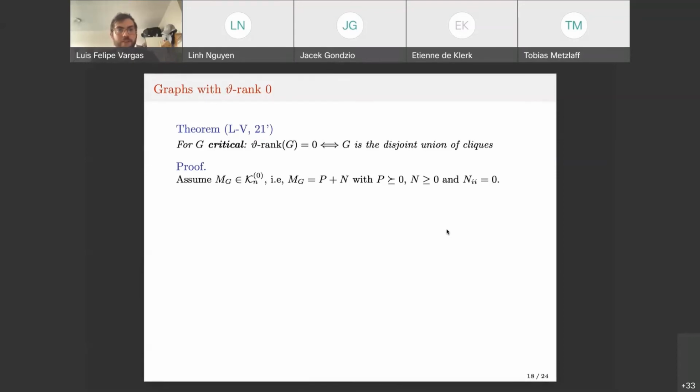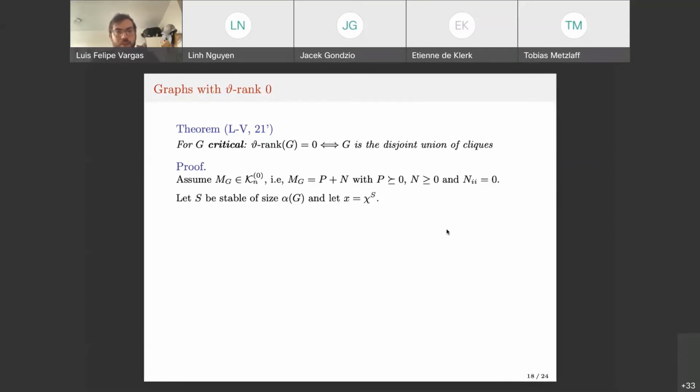Okay, so if we have a graph that is in the first level of approximation, if M_G is in K_n^0, it means that M_G can be written as positive semi-definite plus non-negative, with the diagonal 0 in the non-negative part, because if it's not 0, we can put these values onto the diagonal of the positive semi-definite matrix, and it's okay.